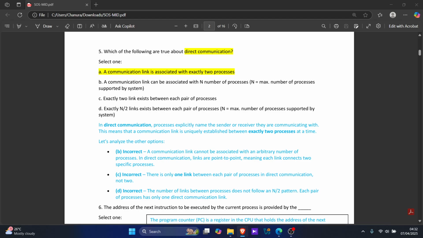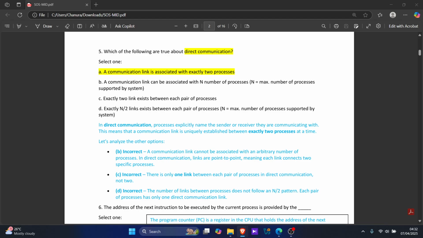So C is incorrect. Option D says exactly n/2 links between each pair, where n is the max number of processes. That doesn't make sense to me. If you have n processes, the number of links would be combinations of 2, which is n*(n-1)/2. But the option says n/2, which would only be correct if each pair required half the total processes, which doesn't fit. So D is wrong.